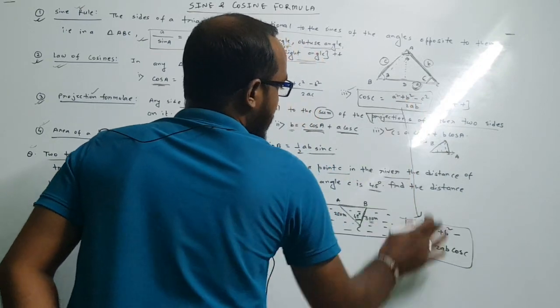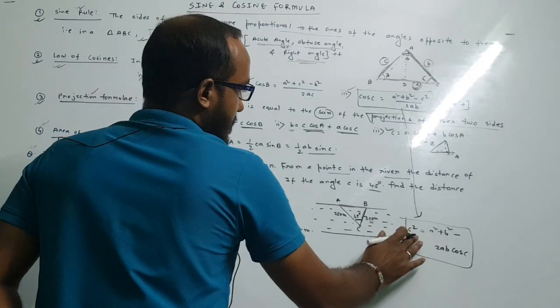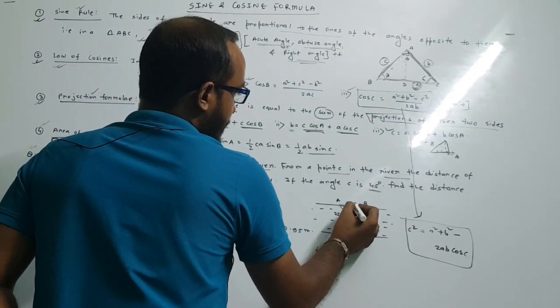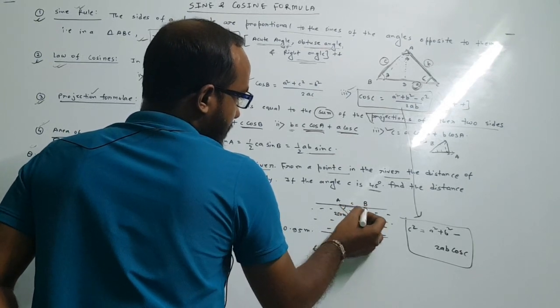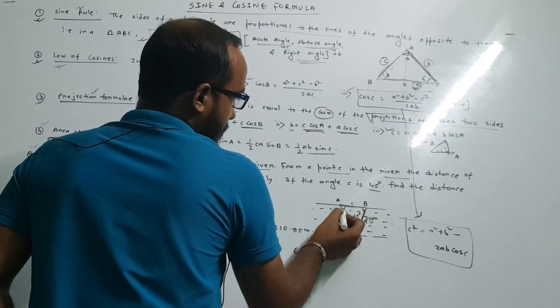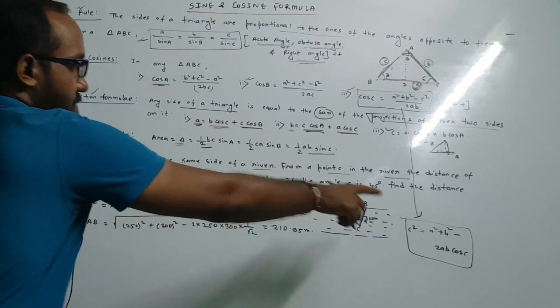You can write this formula in this term also. C square equals, that means this side, let us say C. This is angle C, so this would be side C. This is angle A, so this would be side A. This is angle B, so this side would be B. So you can relate this formula.